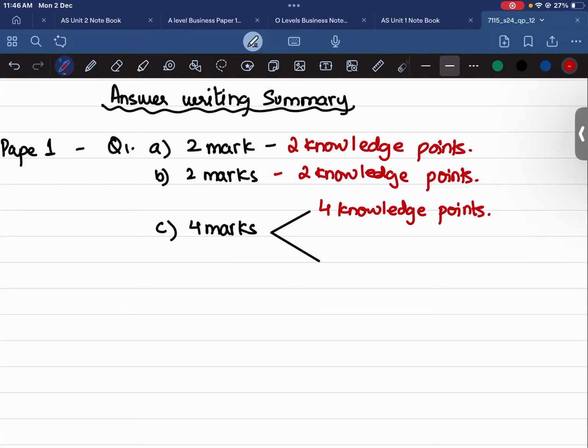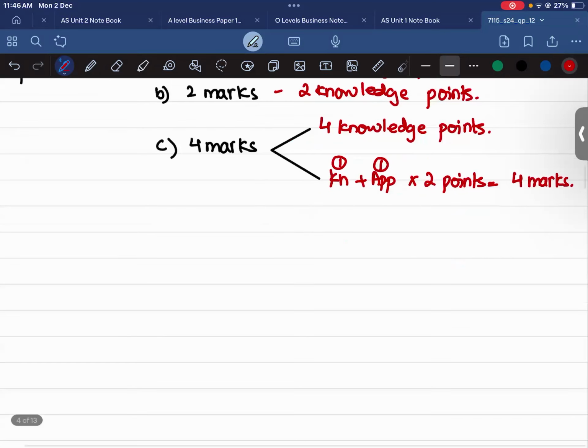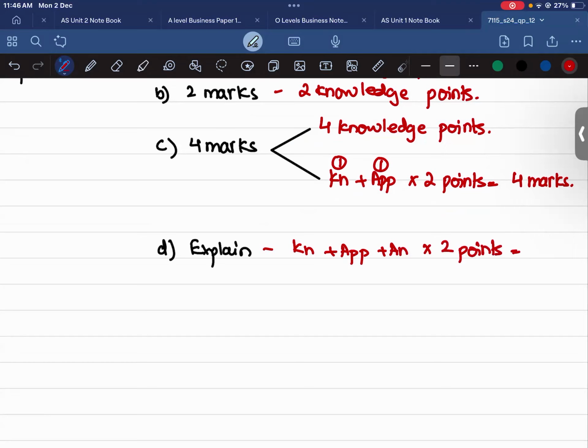And then there is the knowledge plus application question, and you have to make 2 points. So 1 mark for knowledge, 1 mark for application. So this will get you the 4 marks. Then in part D, which is the keyword explain, you have to write knowledge plus application plus analysis, and 2 points you have to write. So that will get you the 6 marks.